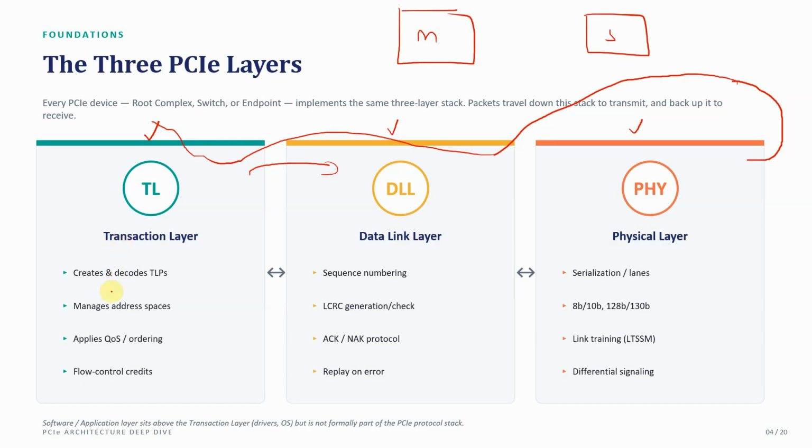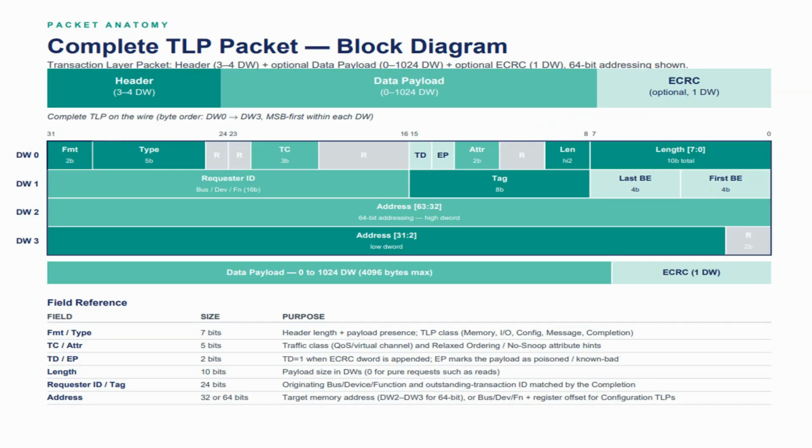Now coming to the transaction layer, it is going to create and decode something known as TLPs, and it is going to manage the address spaces, apply the QoS ordering, and it is also going to control the flow control credits. So what do I mean by this? That is what we are going to discuss in this particular session. And in our upcoming sessions, we are going to discuss the data link layer and the physical layer. Okay. Now, coming to the transaction layer, let us first of all try to understand the TLP packet.